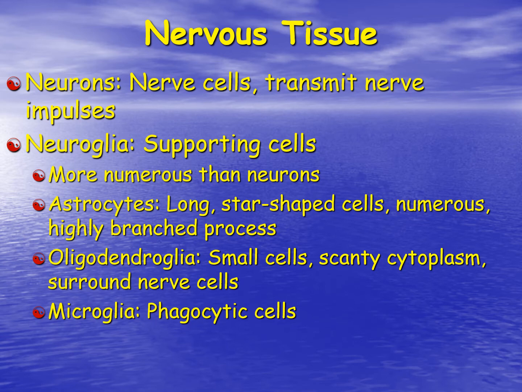And we also have the ependymal cells. All of these are in the central nervous system. And the cell that secretes myelin or creates the myelin sheath in the peripheral nervous system is known as the neurolemmocyte or the Schwann cell.